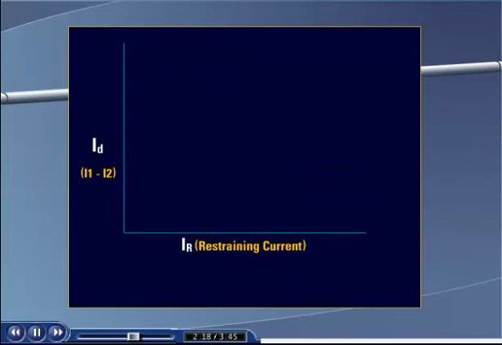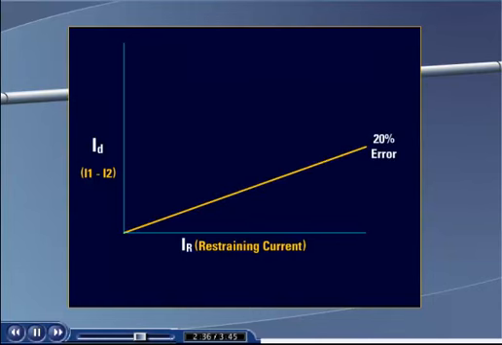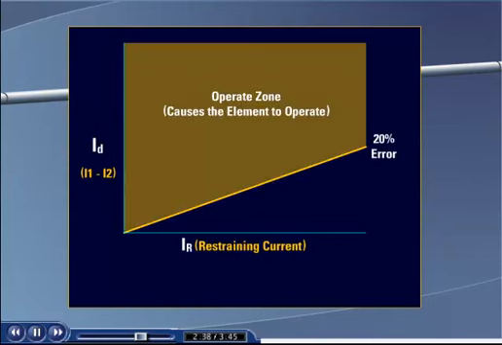Before the percent differential is calculated, the maximum error of the CTs must be plotted on the graph and is displayed in the form of a slope. For example, if each CT has a maximum rating of 10% error, then the maximum error is plotted as 20% in the form of a linear slope. Any reading plotted above the slope is in the operate region, which will cause the element to operate. Anything below the slope is in the non-operate region, not requiring the element to operate.